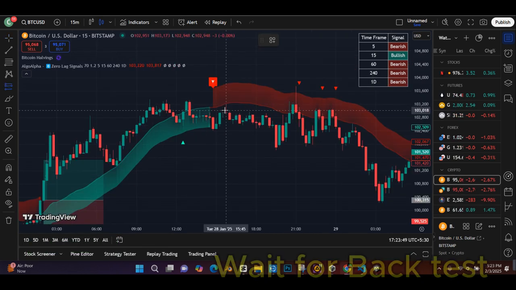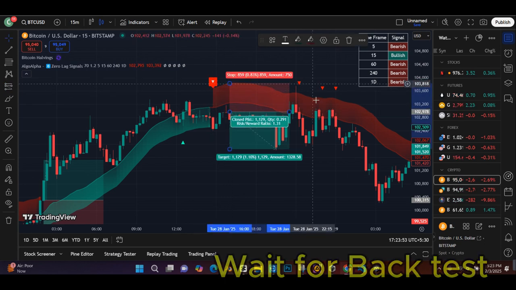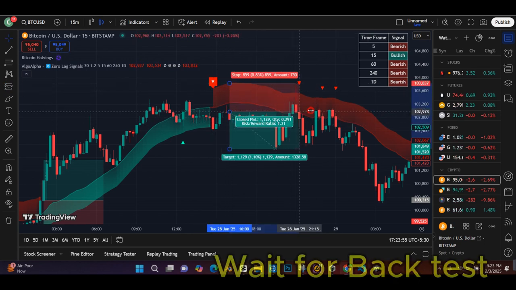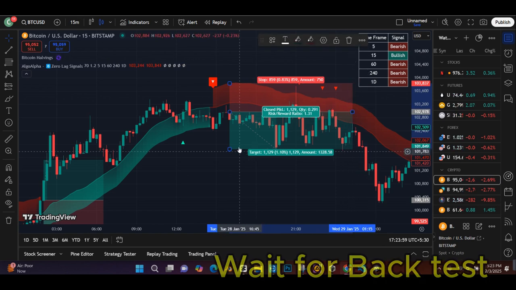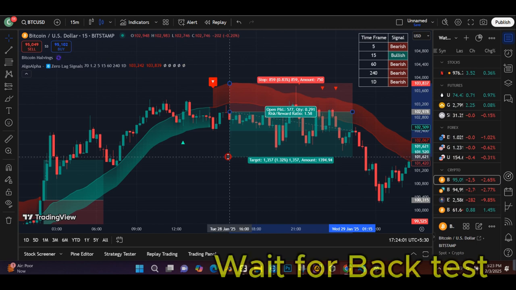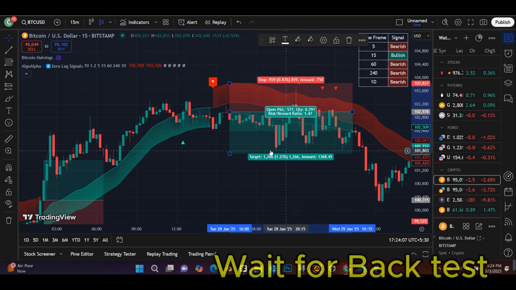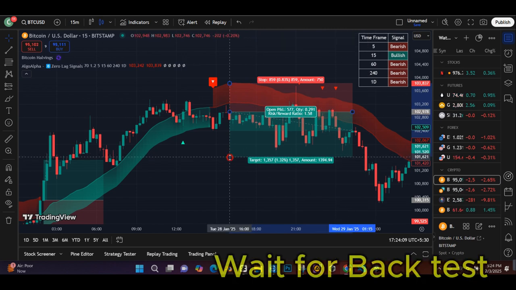Now, let's go over how to place a sell trade. Just like with the buy trade, pay attention to the zero lag indicator for a clear sell signal. Typically, this will happen when the market shows signs of a downtrend and the indicator confirms it. Once you spot the signal, go ahead and place your sell order. I'll guide you through the steps so you're confident in executing your trade.